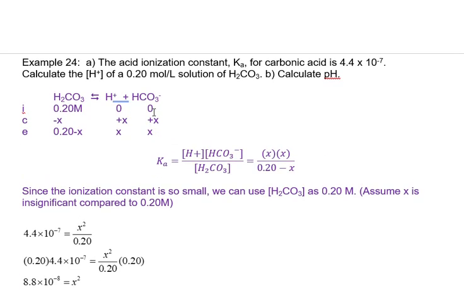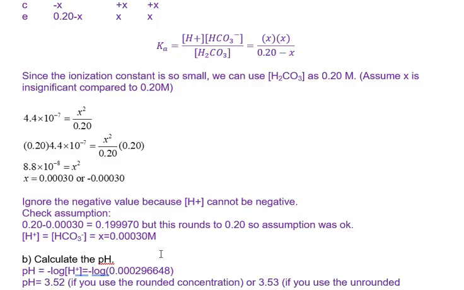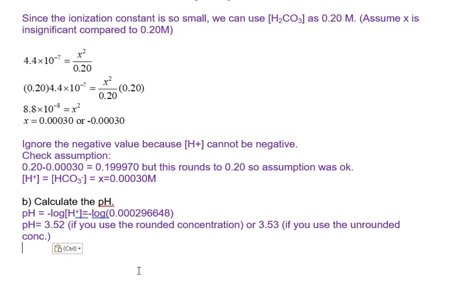That was only part of the question, though, because if you look back to the question, A was calculate the hydrogen ion concentration, but B is calculate the pH. So from there, we're just plunking it into our pH formula. Which is going to give us 3.52 or 3.53, depending on if you plugged in the rounded value. Ideally, you want to use the unrounded value until the very end.